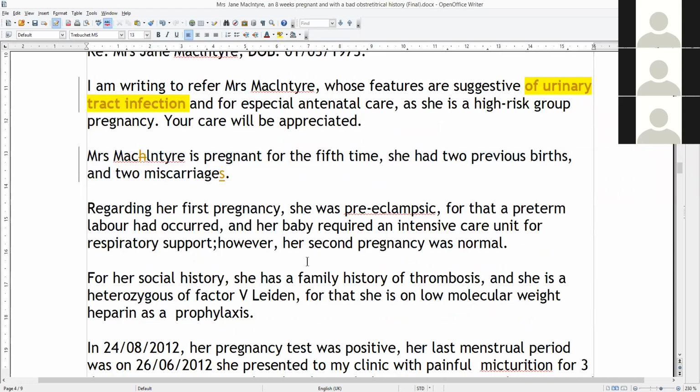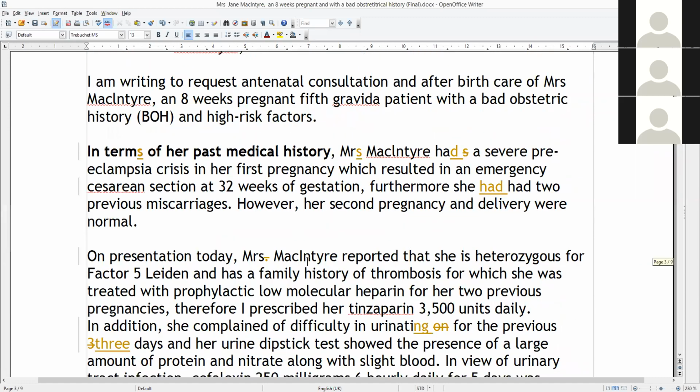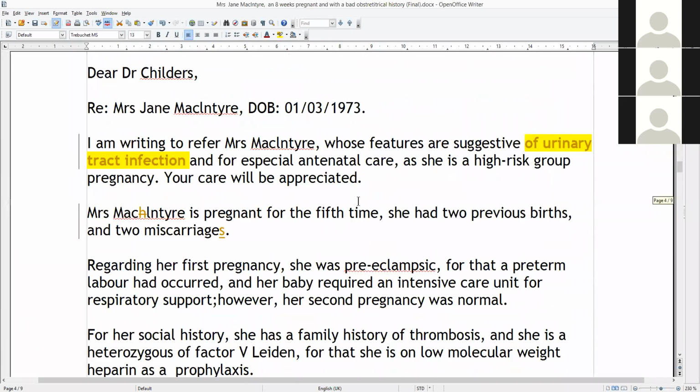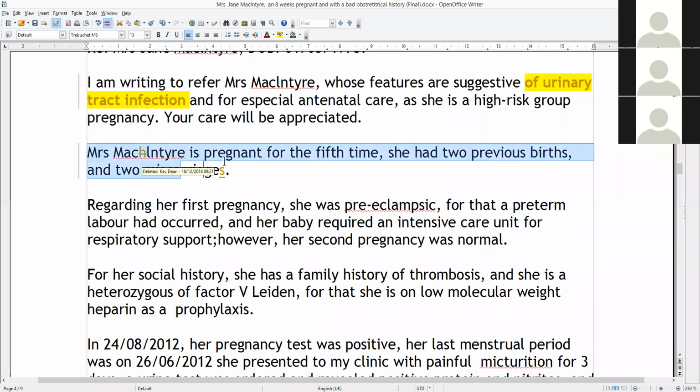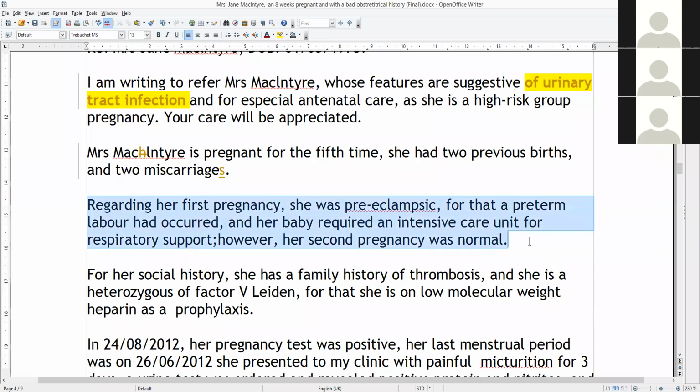Yeah. If you look at the previous one here, right? So in terms of the past medical history, okay, the first event is mentioned first, blah, blah, blah. And she also had 2 miscarriages before. However, the second was normal. So that makes a bit more sense than putting that there and then mixing it up. That preterm labor had occurred and the baby required intensive care and respiratory support. Well, yeah, but possibly, but do we need that? We don't really need that information, do we?